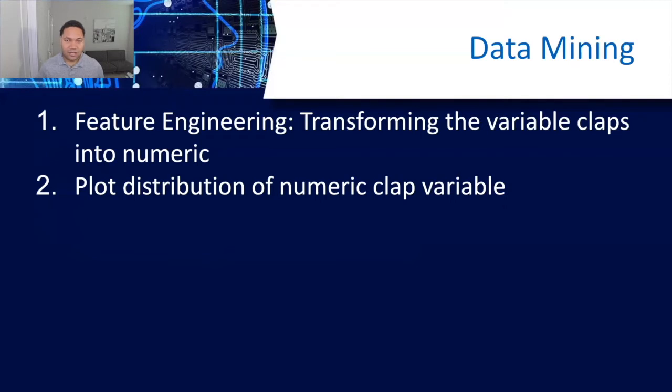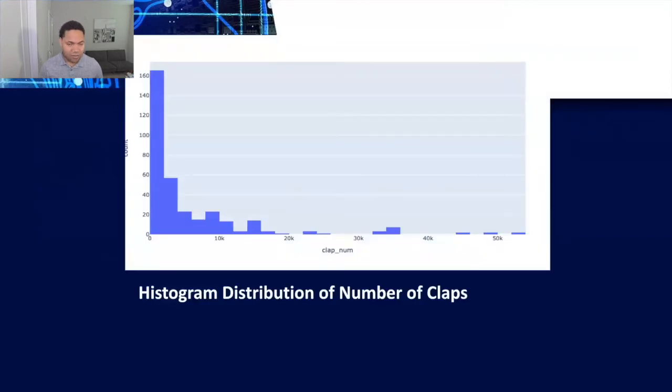And then we're going to plot the distributions just so we can see how the data looks overall. So this is a plot, and as you can see, the variation is pretty large. It goes from 0 to more than 50,000, approximately around 53,000.